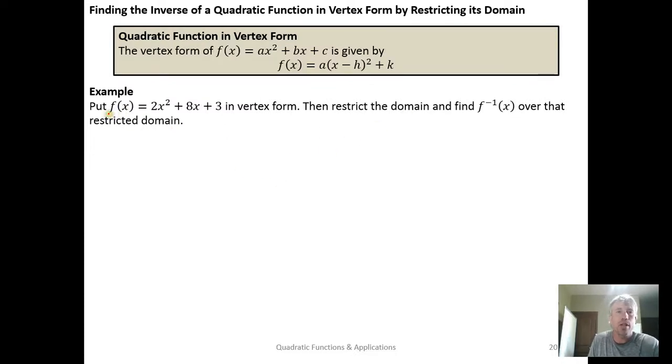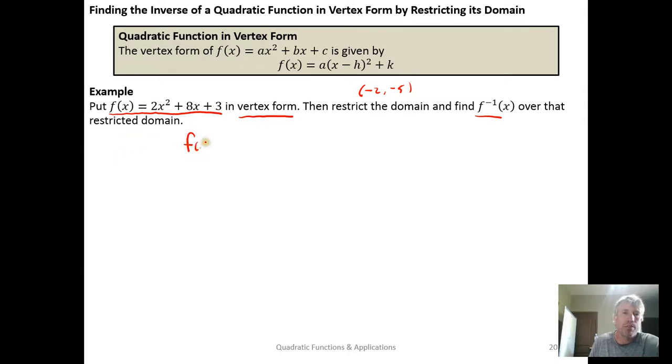So here's our function, f of x equals 2x squared plus 8x plus 3. We're going to put it into vertex form. We're going to use vertex form to find the vertex, which we already know from the picture was located at -2, -5. And then we're going to restrict the domain and find an inverse for f over the restricted domain. So first we put it into vertex form.